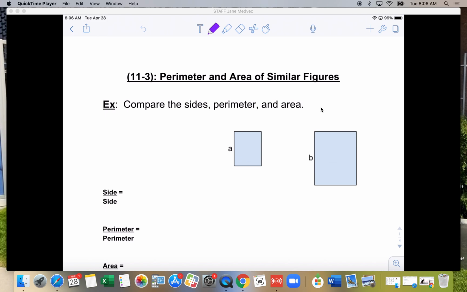Today what we're going to do is work on Chapter 11, Section 3, primarily working with perimeter and area of similar figures. Now, to do this, there are several different methods and several different ways of finding perimeter and area. I'm going to ask you to use proportions. It's a different way of setting up problems. It's a different way of thinking, and it's something that is stretching you outside your comfort zone.